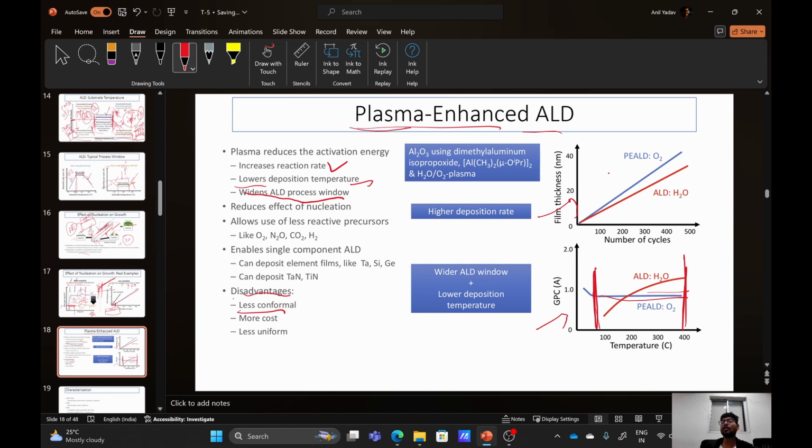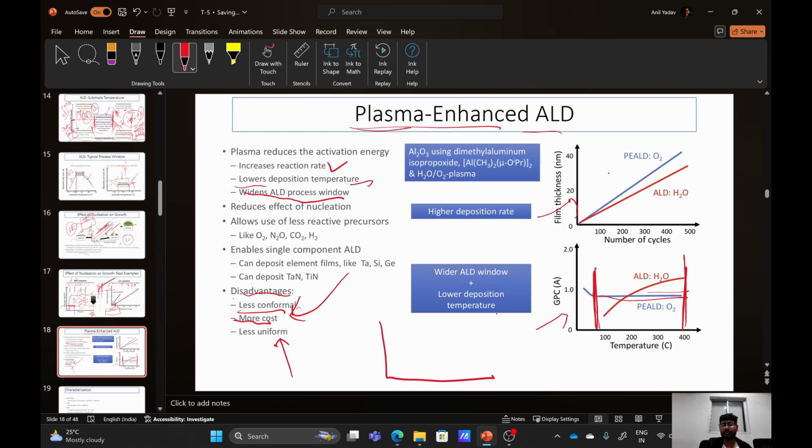for plasma, it should be uniform over the substrate, so it is less conformal. If the plasma is not uniform, then the film won't be uniform. And as you are inducing the plasma, you are adding one more thing in the chamber, so that will increase the cost, and less uniformity will be there. It is less conformal because plasma is like a straight line.